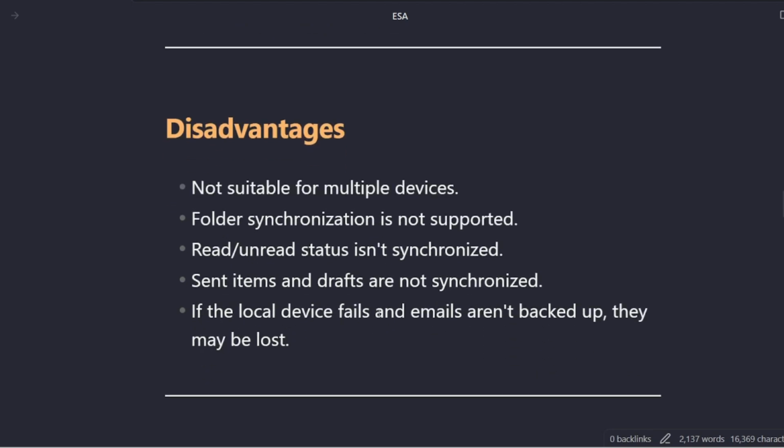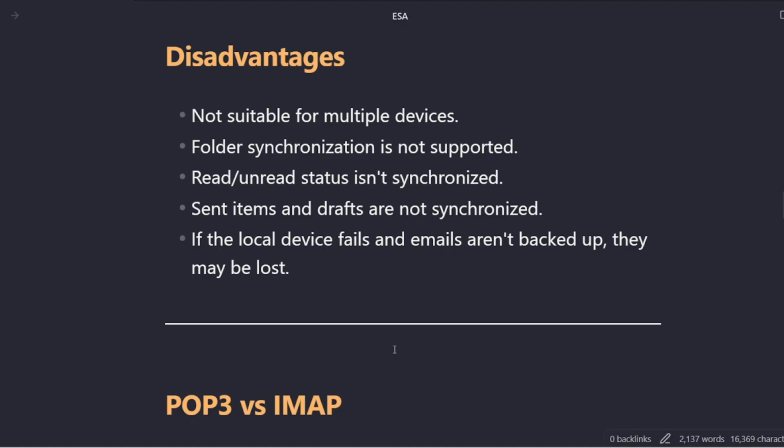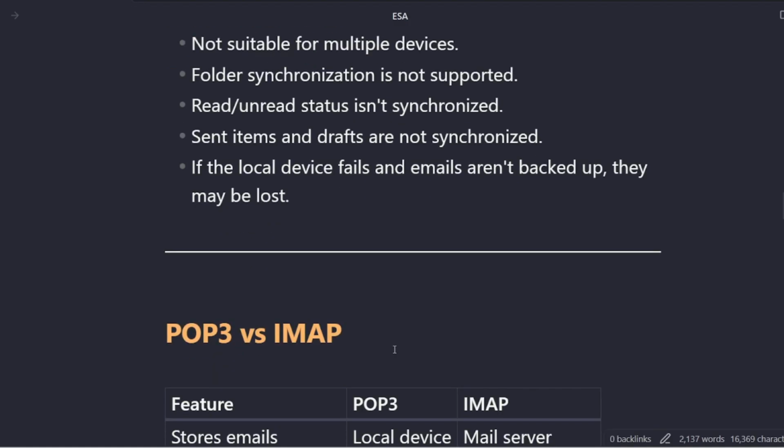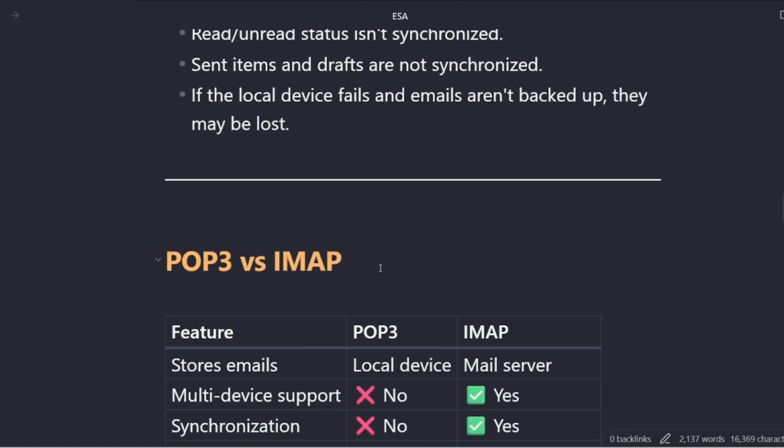Also, if the local device fails and emails are not backed up, they may be lost, because this is a disadvantage: you have downloaded all the mails from the server itself. So that's a huge disadvantage, right? So let's understand what the difference is between POP3 versus IMAP.